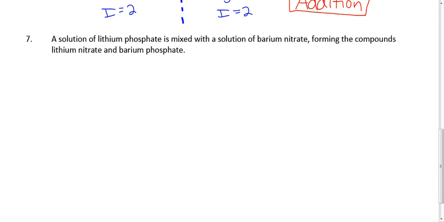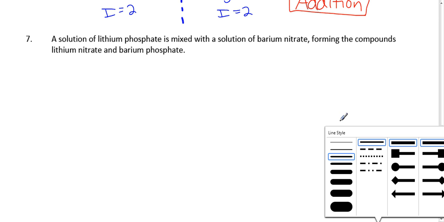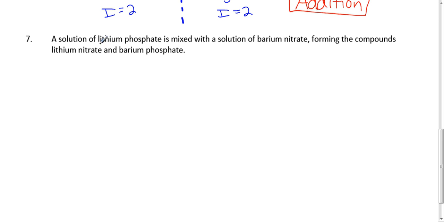Okay, last one here. We have a solution of lithium phosphate, and it's mixed with a solution of barium nitrate. So these two things are going to be added together. When you have compounds, you need to know the charges for the elements involved. So when we look up lithium, it's in the first column. When you look up barium, it's in the second column. Those elements are easy to find.